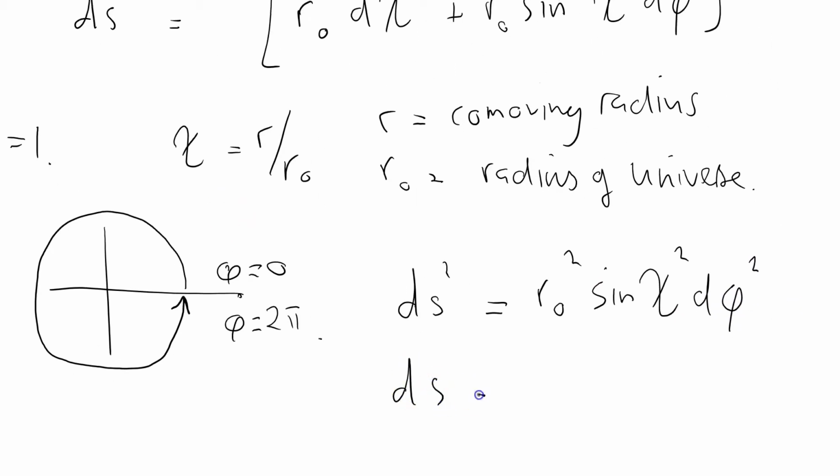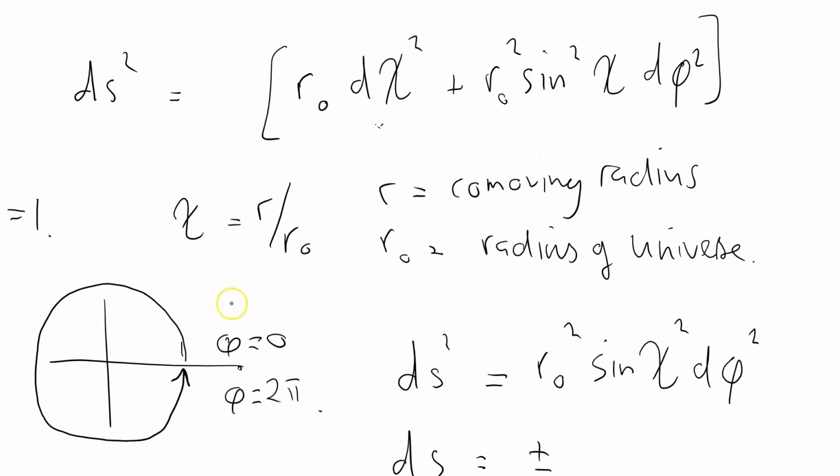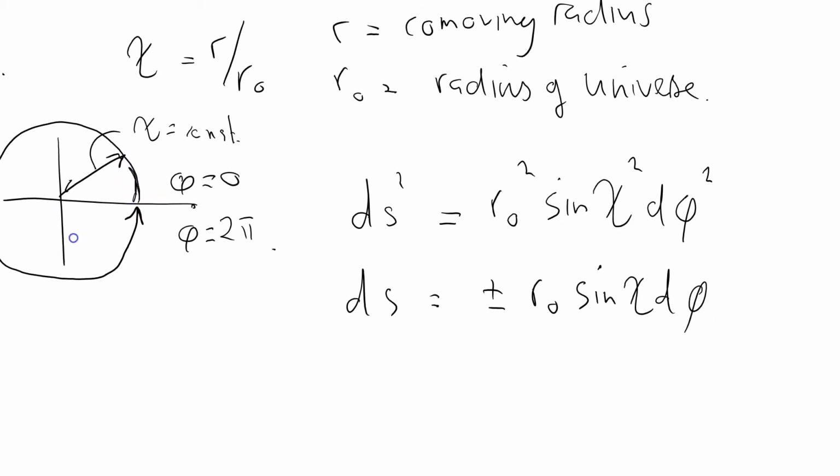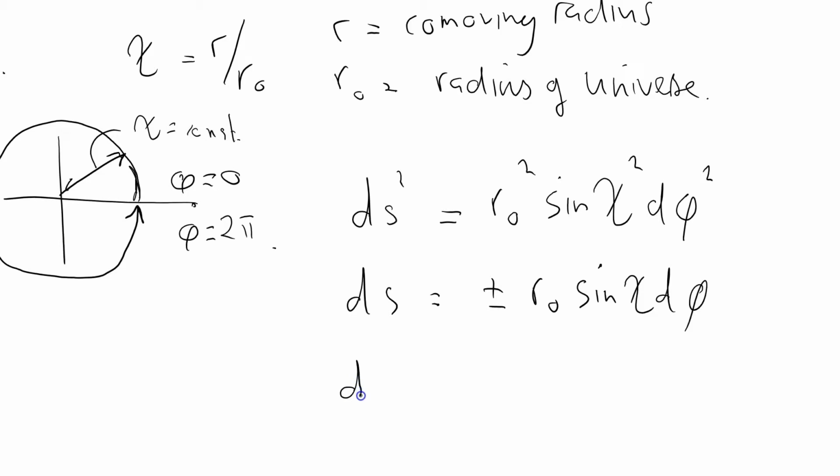So ds equals plus or minus. You see, I'm ignoring this distance here because I'm ignoring this term. I'm not ignoring it, I'm setting it to 0 because I'm moving around in a circle. So that distance, chi, equals constant. Plus or minus r0 sine chi d phi. And of course, the plus or minus is going around one way or the other way, I guess. Actually, no, it isn't going around one way or the other. I want the positive square root because I'm considering a space-like interval.